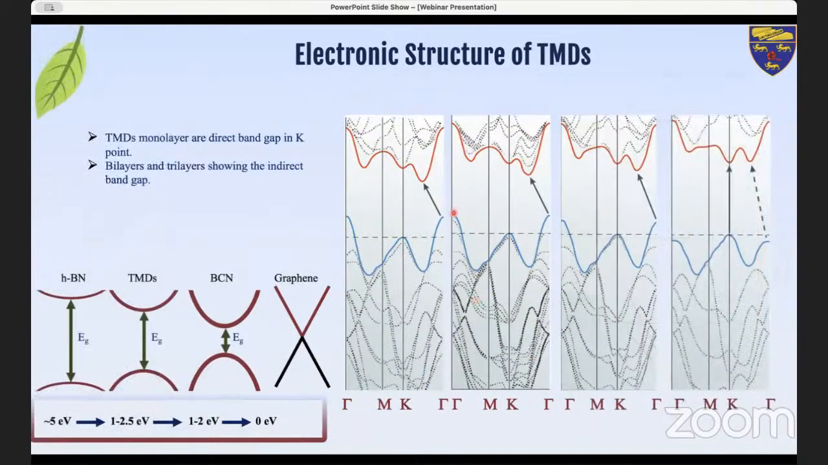The band structure of TMDs is between hexagonal boron nitride and boron carbon nitride. Hexagonal boron nitride has a band gap of around 5 electron volts, boron carbon nitride around 1-2 electron volts, and TMDs between 1 and 2.5 electron volts. And of course, graphene is 0 electron volts. If we produce a monolayer TMD, its band gap is direct. But for bilayer, triple layer, and so on, they are indirect band gap.